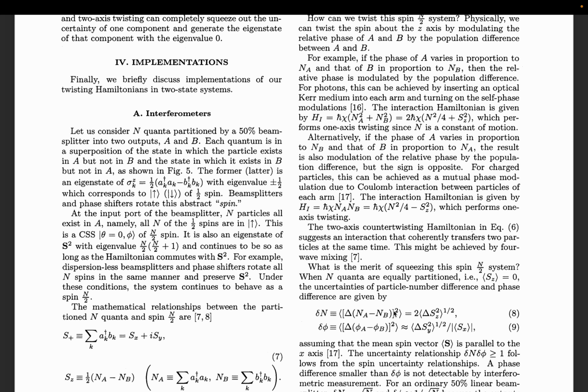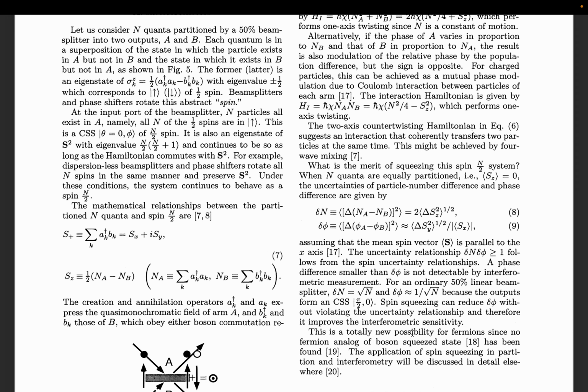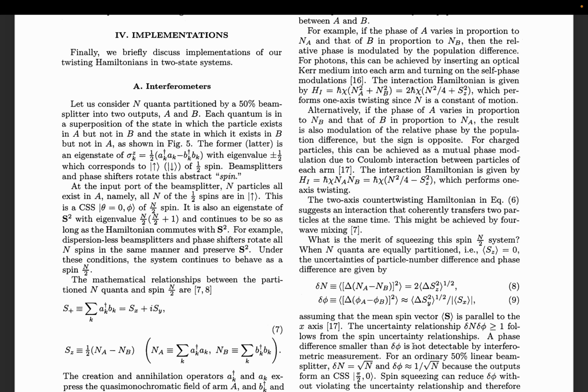So what is the advantage of squeezing in an interferometer? We can see from the uncertainty relation that delta n times delta phi is greater than 1, which follows from the uncertainty relationship. A phase difference smaller than delta phi is not detectable by interferometric measurement. So spin squeezing can reduce this delta phi without violating the uncertainty relationship. Therefore, it improves the interferometric sensitivity. This is the application of spin squeezing. These are all the important results of this paper.